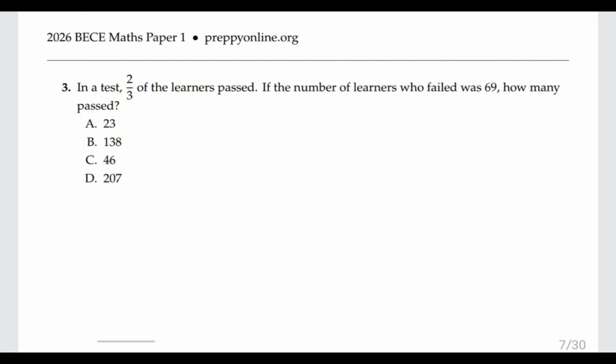Question 3. In a test, 2/3 of the learners passed. If the number of learners who failed was 69, how many passed? So 2/3 of the learners passed. And the question is, how many failed? If everybody either passed or failed and 2/3 passed, then the number who failed must be 1 minus 2/3.